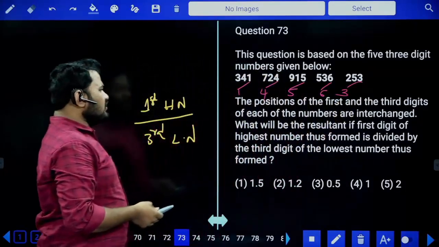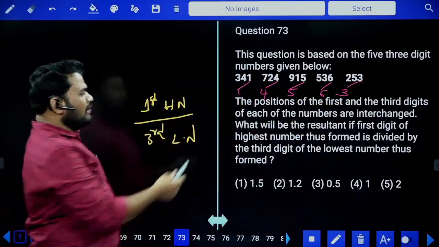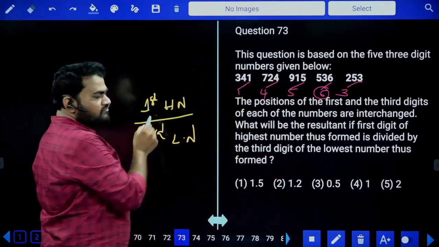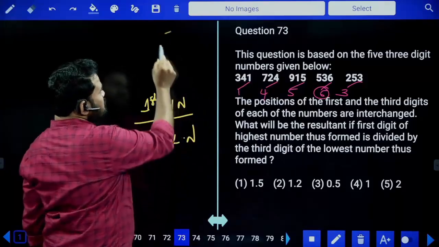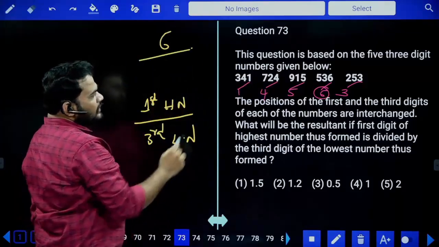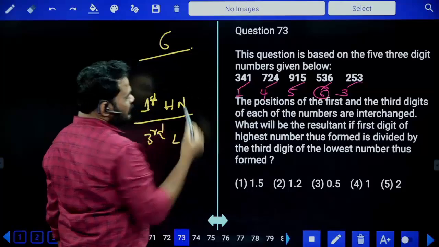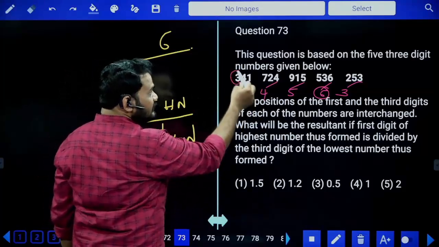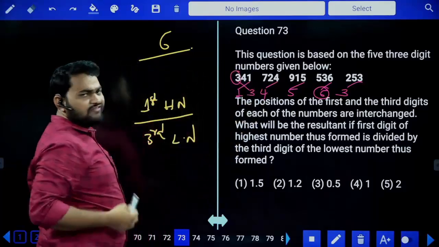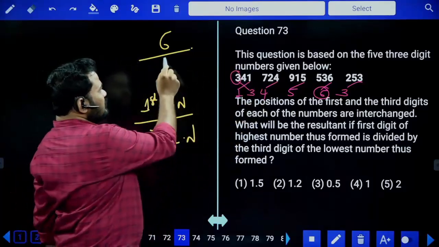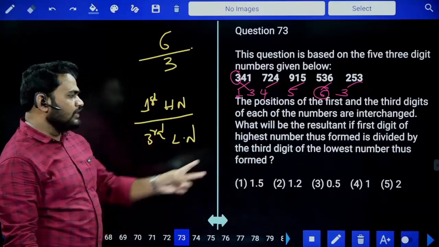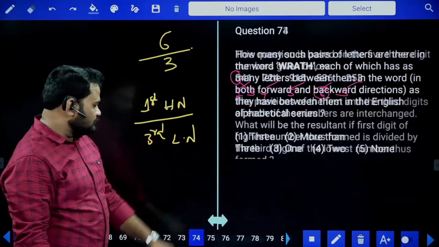We need to get the first digit of the highest number. Among all these numbers, the highest number is 6. As we need the first digit, that itself is 6, divided by the third digit of the lowest number. As the lowest number is this one, the third digit is nothing but the current first digit, which will be the third digit after interchanging, that will be 3. 6 by 3 is 2, that is there in option number 5.